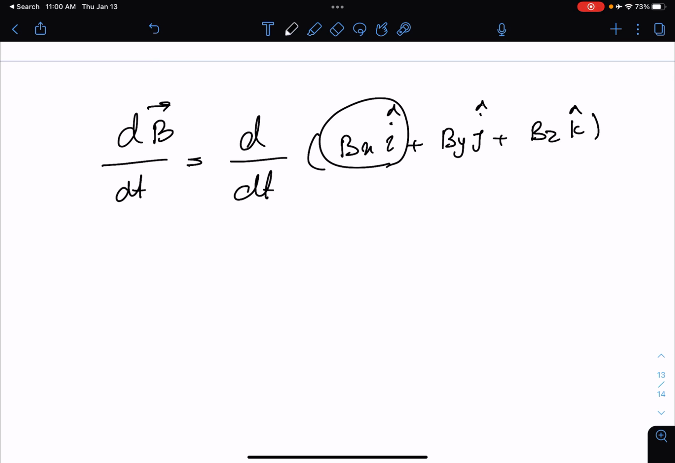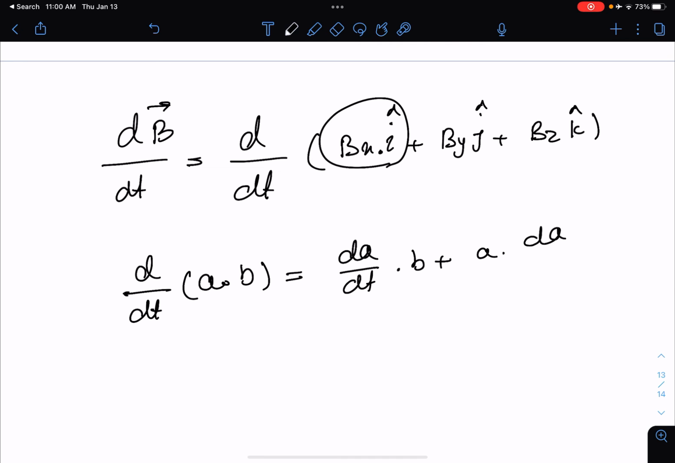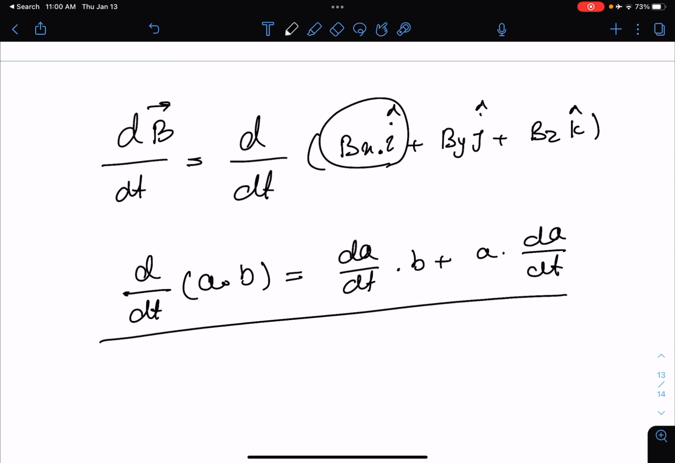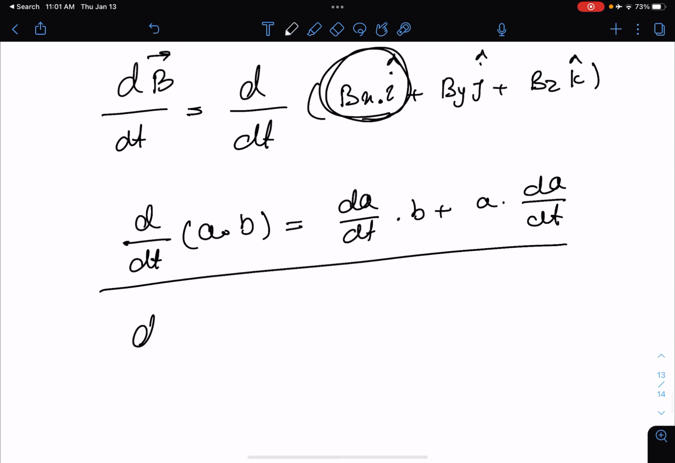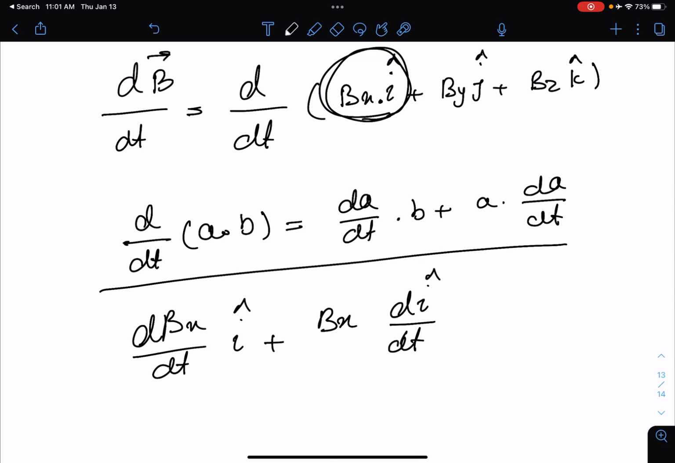Is it omega? Or omega x? So this is bx multiplied by I, right? What is the answer to this? Let's say a and b are two numbers, two simple variables. dA dt b plus a dB dt. So based on this rule, which we just used earlier, what is the derivative of this over dt? dbx over dt I plus bx dI over dt. Exactly. Thank you.